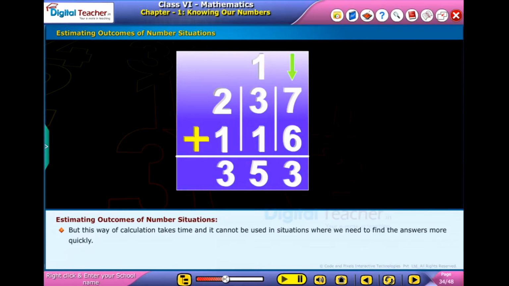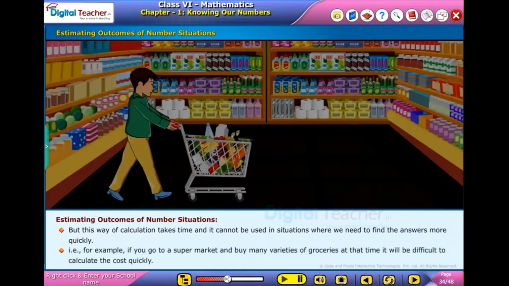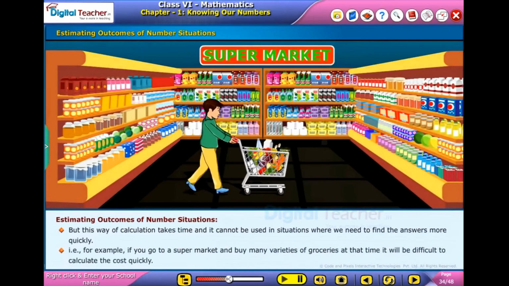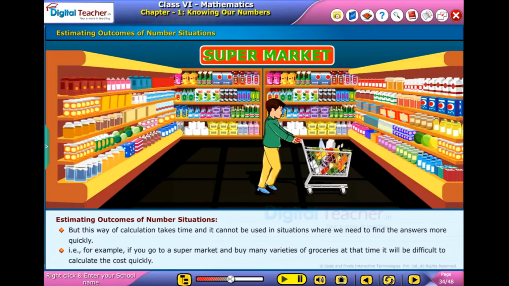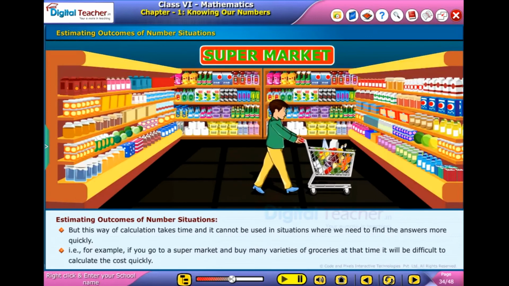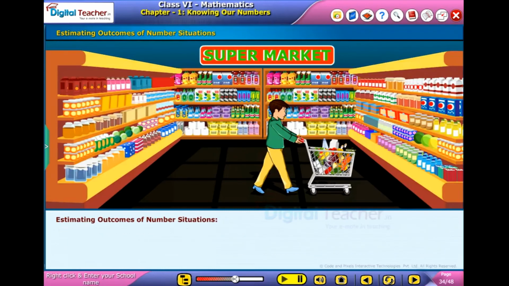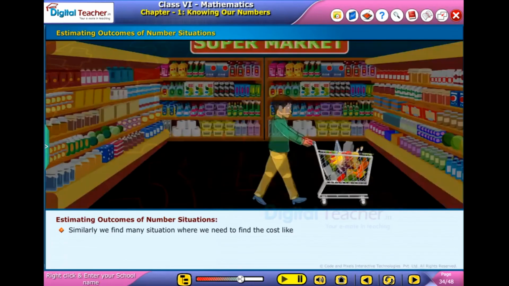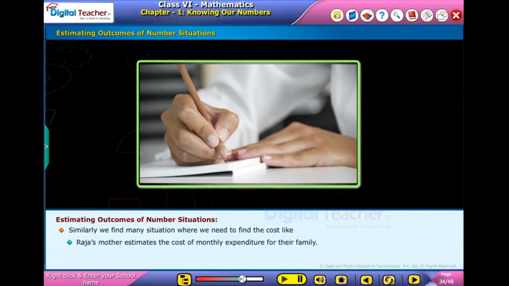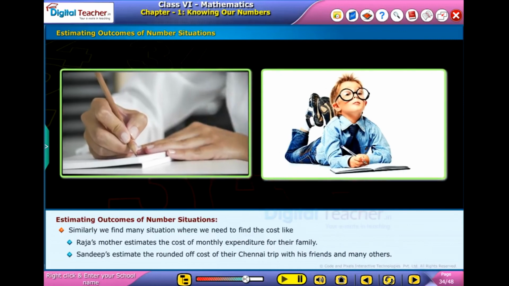the answers more quickly. For example, if you go to a supermarket and buy many varieties of groceries, at that time, it will be difficult to calculate the cost quickly. Similarly, we find many situations where we need to find the cost, like Raja's mother estimates the cost of monthly expenditure for their family. Sandeep estimates the rounded off cost of their Chennai trip with his friends and many others.